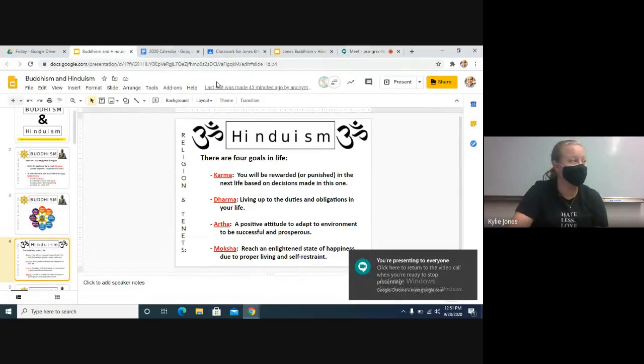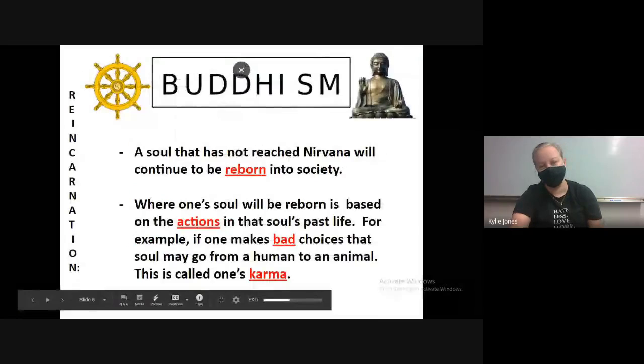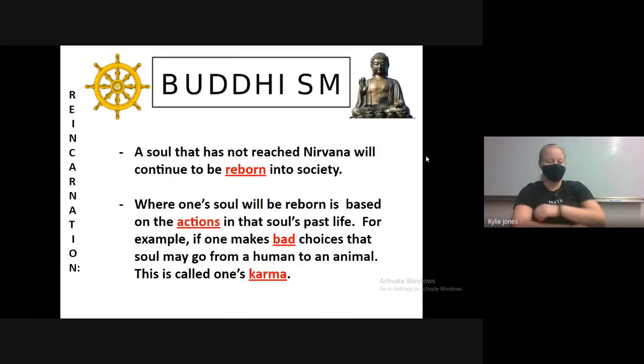Okay, so let's look at our next one then. We're going back to Buddhism. This one talks about souls that have not reached nirvana. A soul that has not reached nirvana, or this highest level of happiness, will continue to be reborn into society. So they'll be reincarnated until they basically get it right and end up in nirvana.